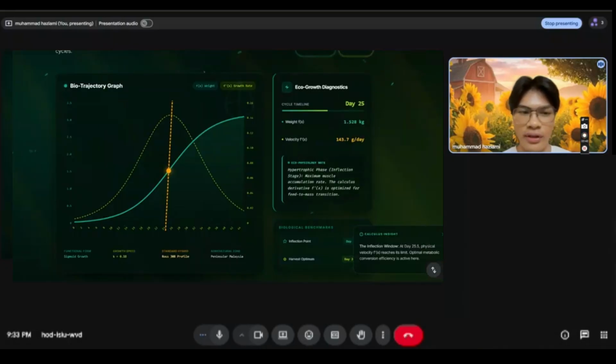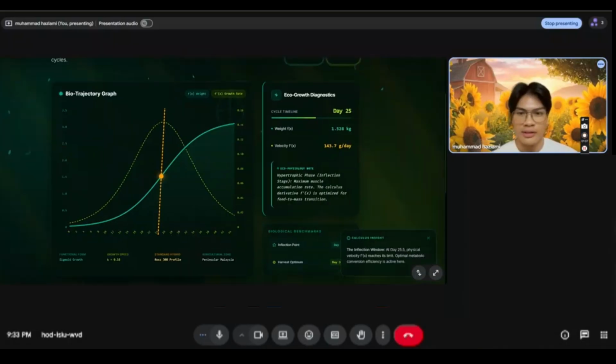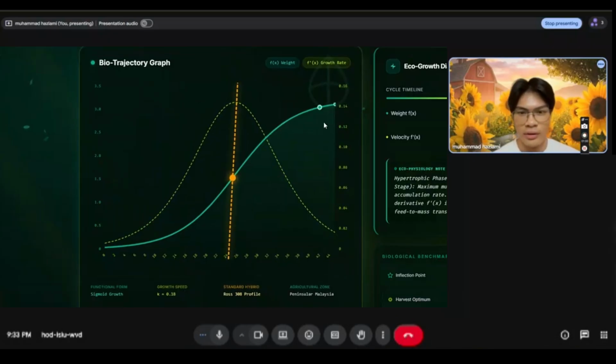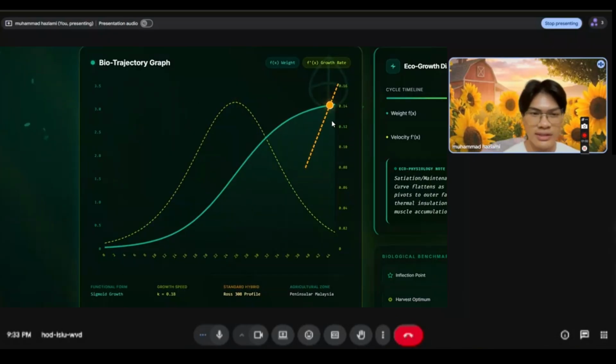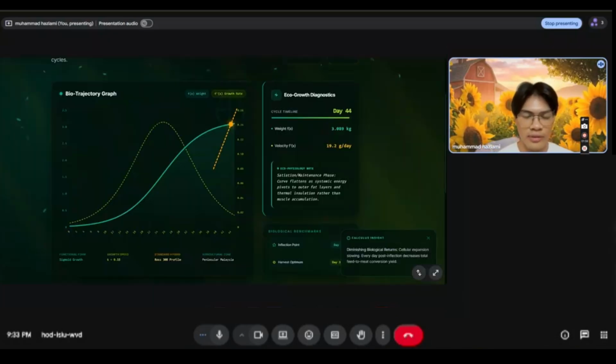So the next point I'm going to show you is the late growth stage, where, as you can see, the weight is very high, but the derivative, which is the growth rate, is very low, which means the chicken is approaching maturity. Even though feed consumption continues increasing, weight gain becomes less efficient.